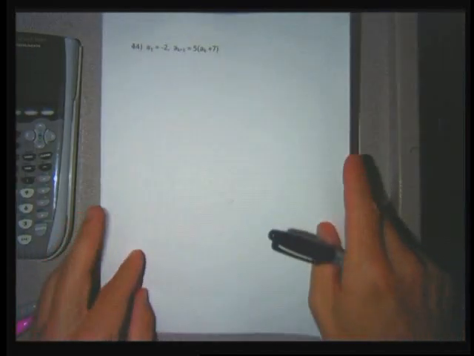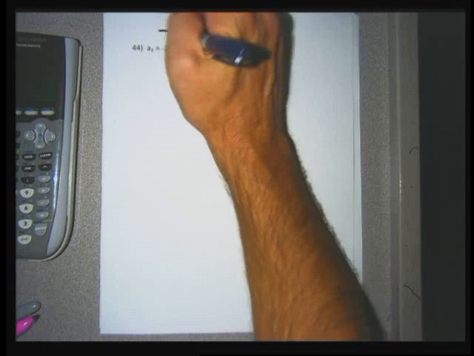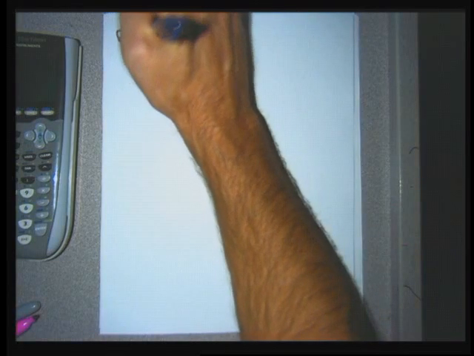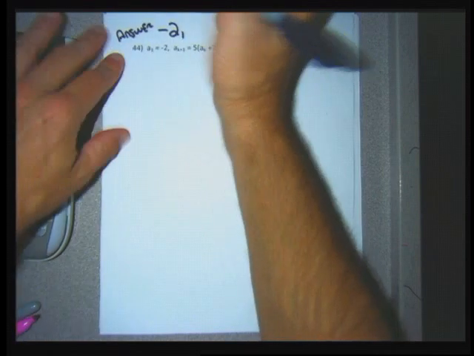44, same sort of thing. I want to list 5 numbers in the list. The first number is -2. Now I'm going to come up with a second number. To come up with the second number, I'm going to let k equal to 1.